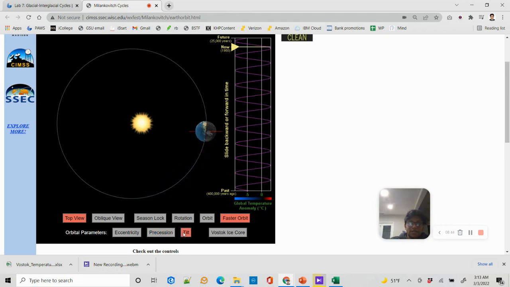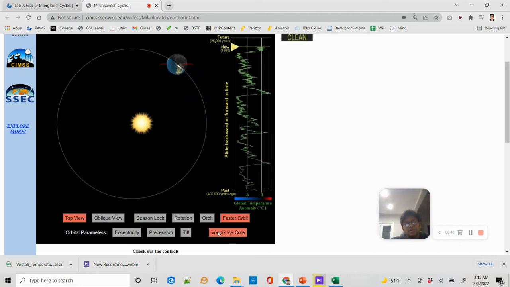And then there is the Vostok ice core, like when they measured the temperature with the ice core, so what the temperature was and everything. Whenever you click on eccentricity, you see something coming up, the magenta one. That one is showing you the value of the eccentricity over time. Now the slider is on, that means the eccentricity is at this level.